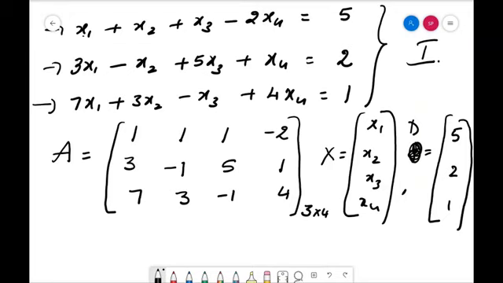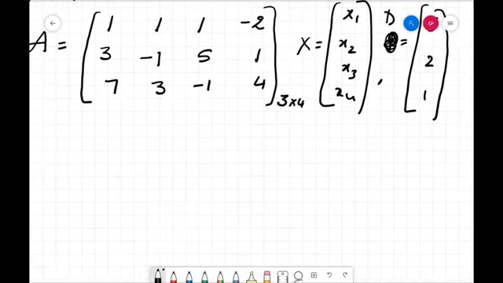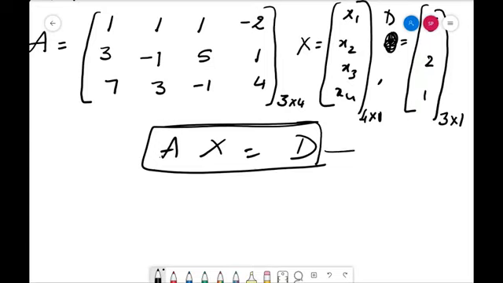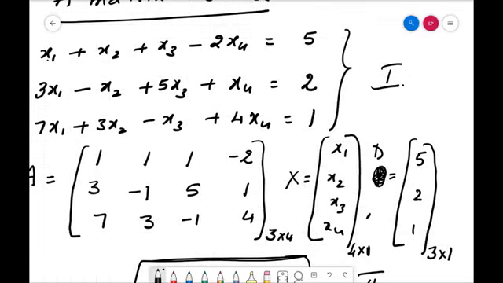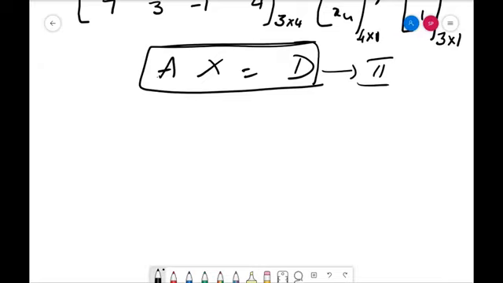Then the above system 1 of equations can now be written as a matrix equation AX is equal to D, because if you multiply A with X, X has 4 rows and 1 column, and D has 3 rows and 1 column. So AX is equal to D. Now this is giving you a matrix equation 2. So solving this system 1 is nothing but solving the matrix equation AX is equal to D.